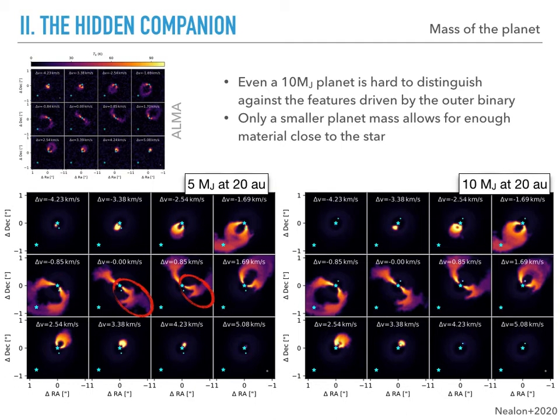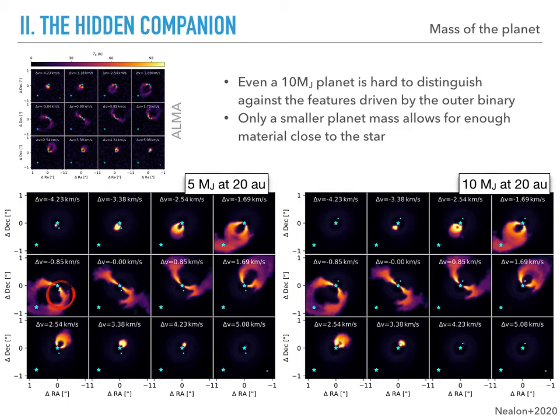With these strong kinks driven by the spirals, it's actually quite hard to see the deviation that a planet may cause. So as an example, the left column middle row of the 5 Jupiter mass case shows a deviation at the location of the planet. But if you imagine that you didn't know the planet was there, the cyan dot was not actually there, it would be really difficult for us to conclusively identify this as a planet signature because of the mess that we have that's caused by the spirals.